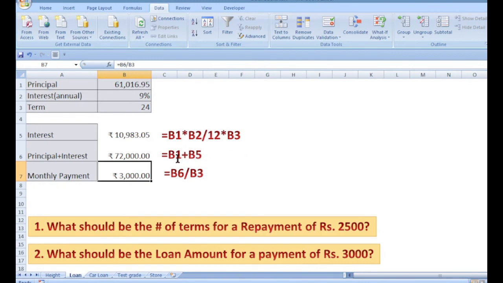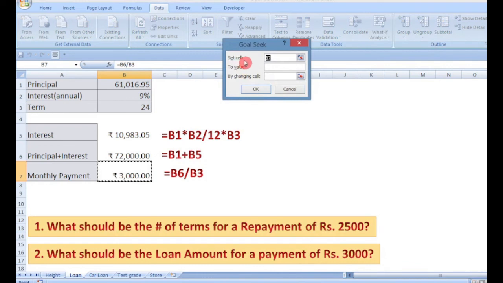There are some points to note. The cell chosen in the set cell field must be a cell containing a formula. The cell chosen as the changing cell must be a cell containing a constant and must be a part of, directly or indirectly, the resultant formula. Once OK is clicked, the values on the worksheet are adjusted and are only retrievable by selecting the undo command.